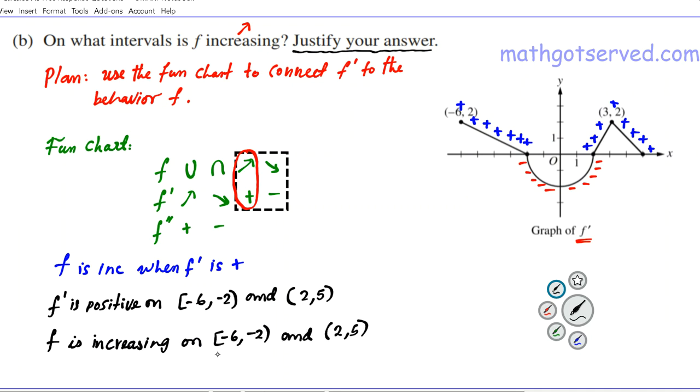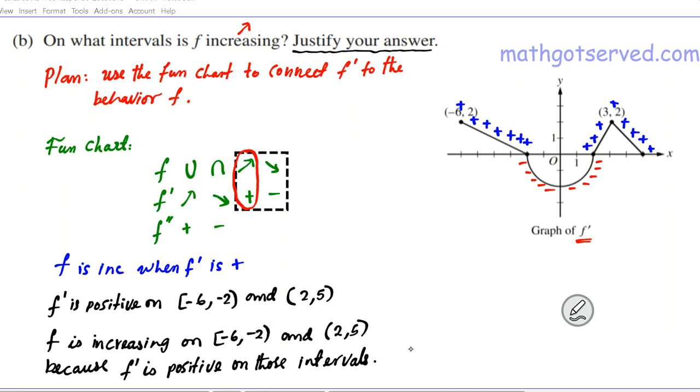So what's the justification? Well, justification is what comes after you put because. All you do here is explain what the relationship is, as illustrated in the function chart. Because F prime is positive on those intervals, that automatically means that F is increasing there.